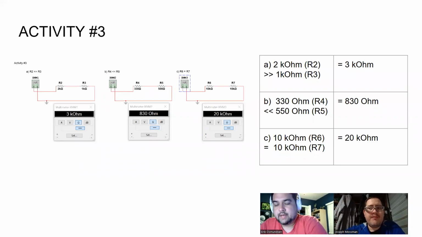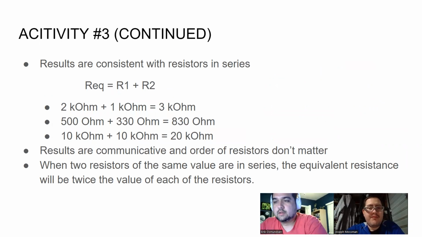For activity 3, we had three circuits with resistors in series, each with the condition as followed. For circuit A, we had the first resistor greater than the third resistor. For the second, the first resistor was less than the second resistor. And for the third, we had resistors being equal to each other. And the results are shown on the screen. The results were consistent with resistors in series.